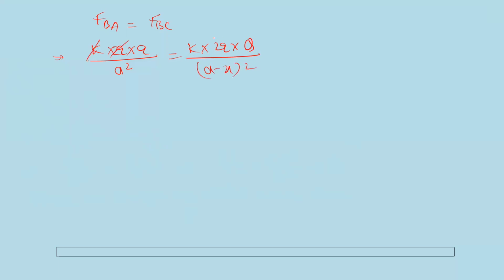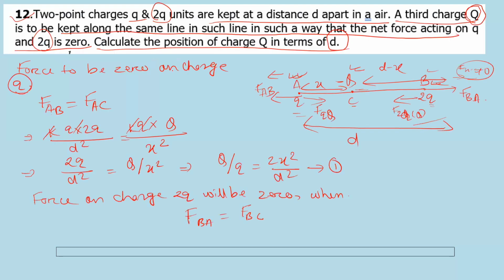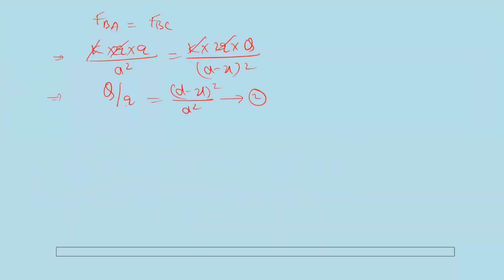So I'm writing K, 2Q cancel. And from here directly what you can write? Q by small q, taking this Q to this side, is equal to D minus X by D whole square. This is equation 2. When you see, in the first equation also you got capital Q by small q, in the next also. So we will compare equation 1 and 2. And what we will get, this is D minus X whole square by D square.